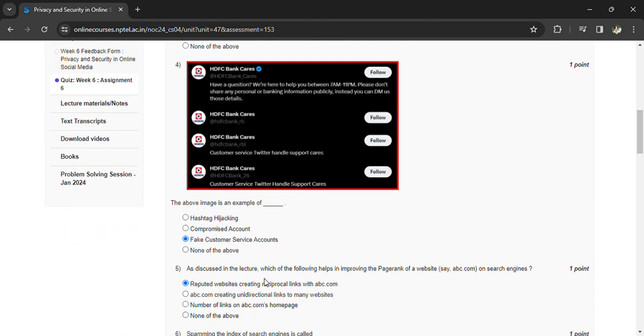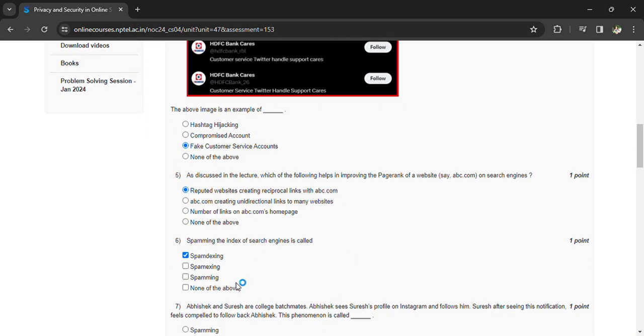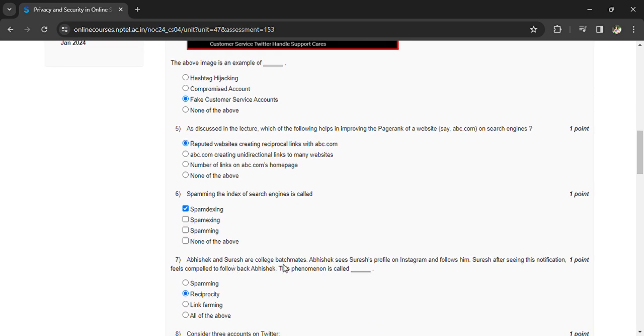As discussed in the lecture, which of the following helps in improving the page rank of the website on search engines? Reputed websites creating reciprocal links with abc.com, and spamming the index of search engines is called spamdexing. And Abhishek and Suresh are college batchmates. Abhishek sees Suresh's profile on Instagram, following him. Suresh, after seeing this notification, feels compelled to follow back Abhishek. This is known as reciprocity.